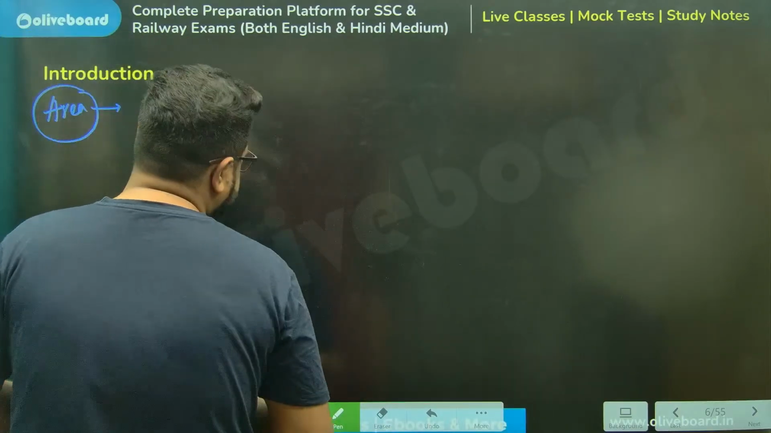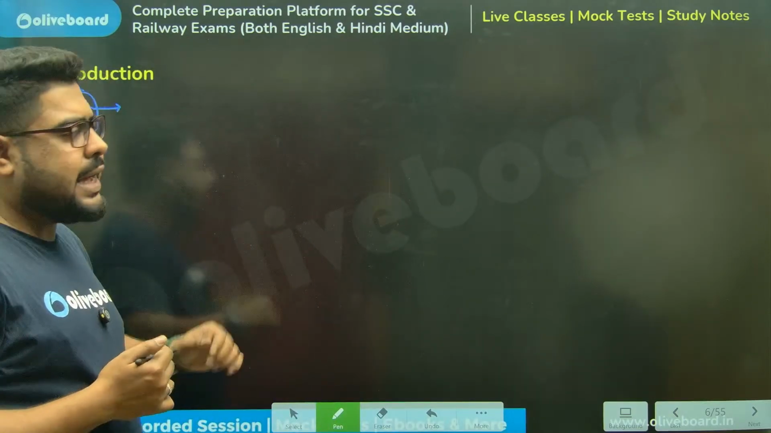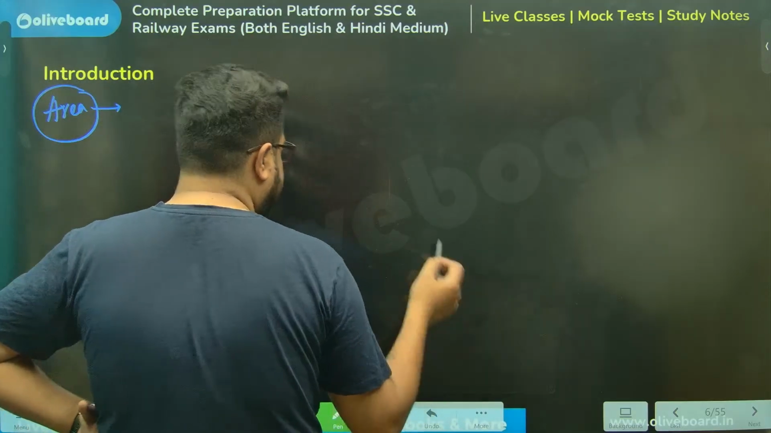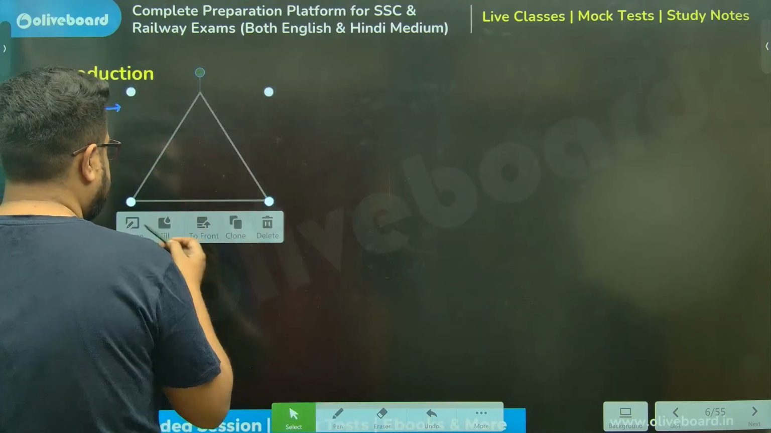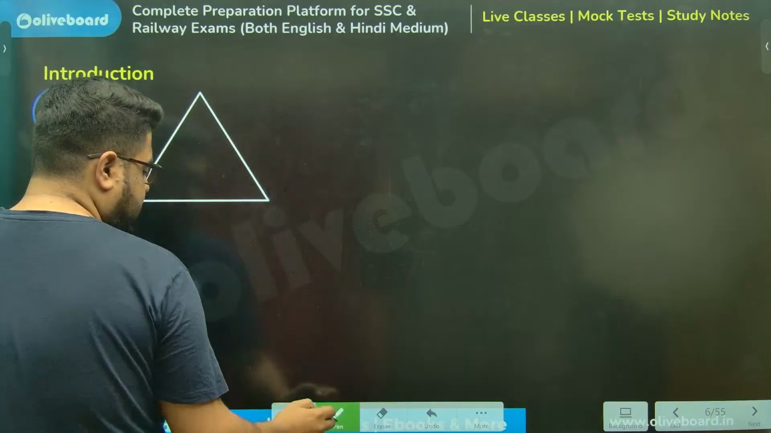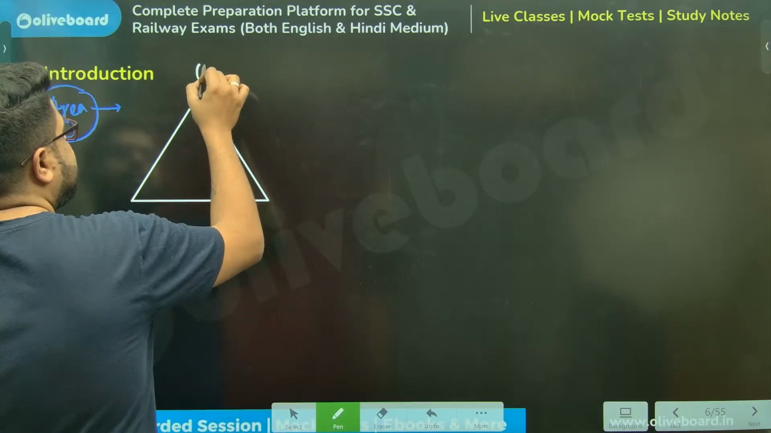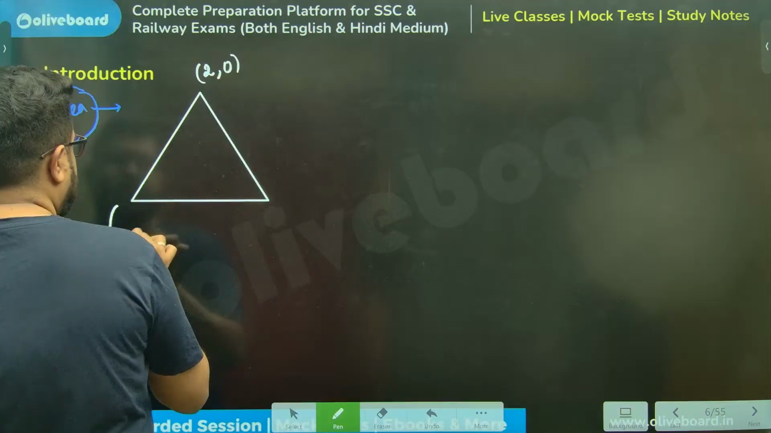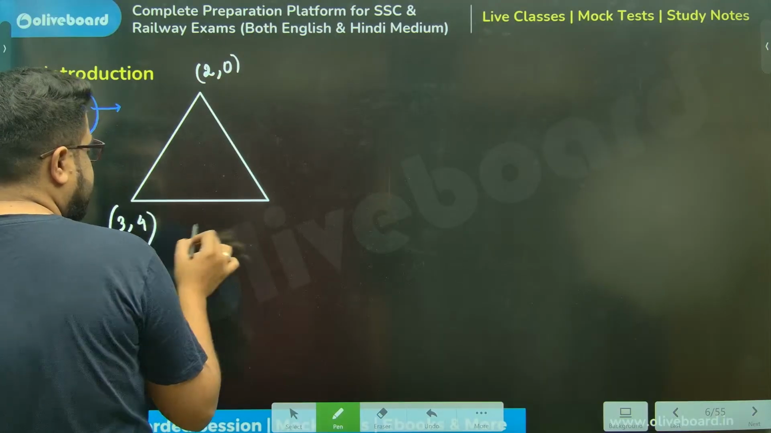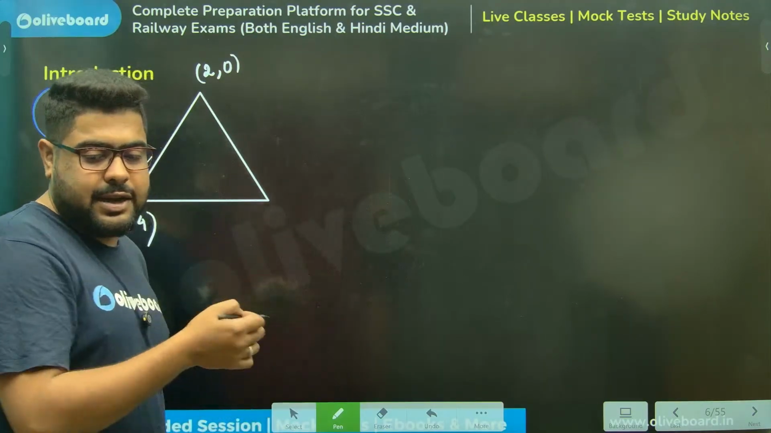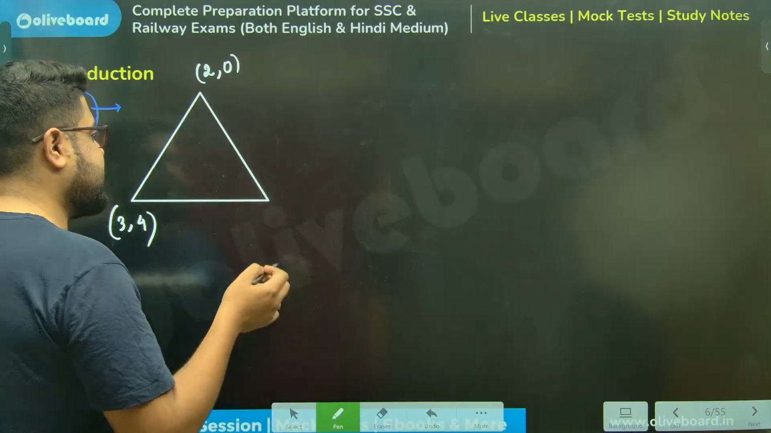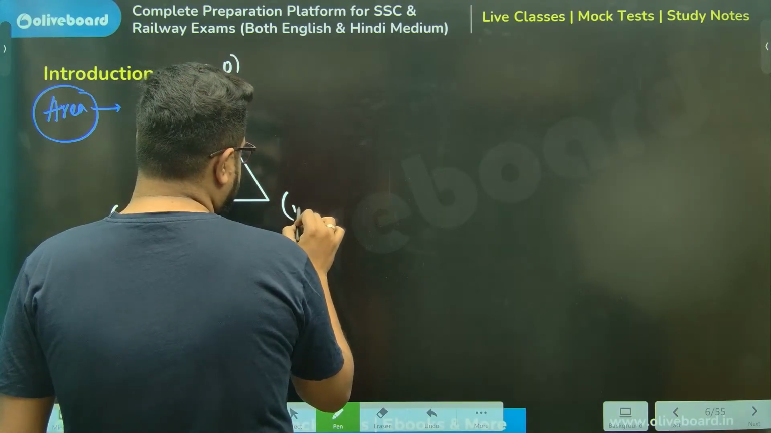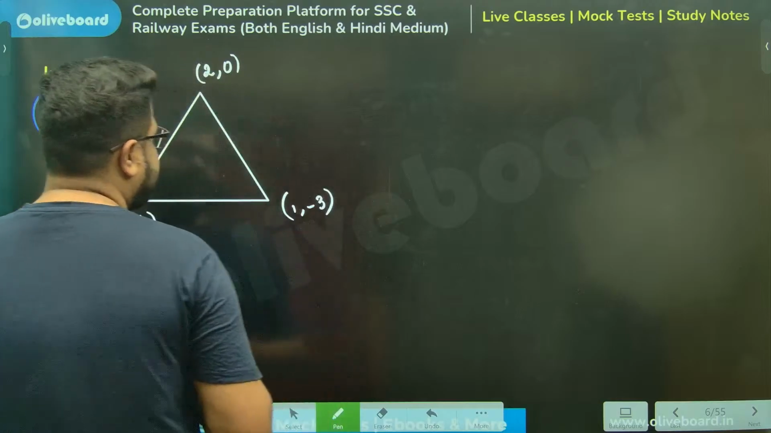Let me just give you an example. Let's say they have given you a triangle like this one, with points 2, 0; 3, 4; and 1, minus 3. There is a strong chance I might not get a valid triangle because I'm putting the values by myself.